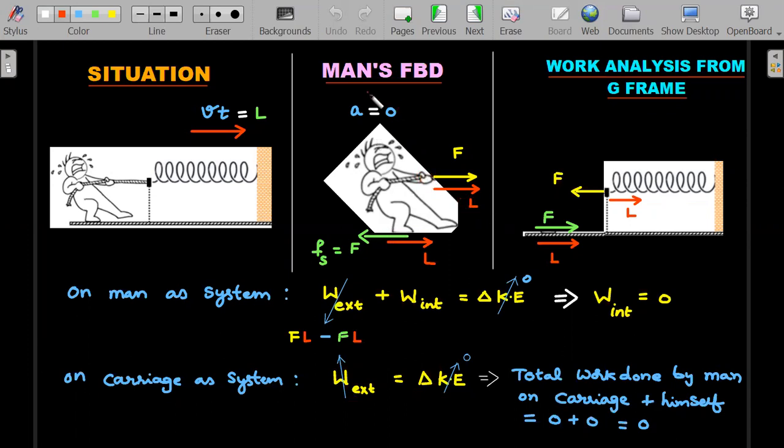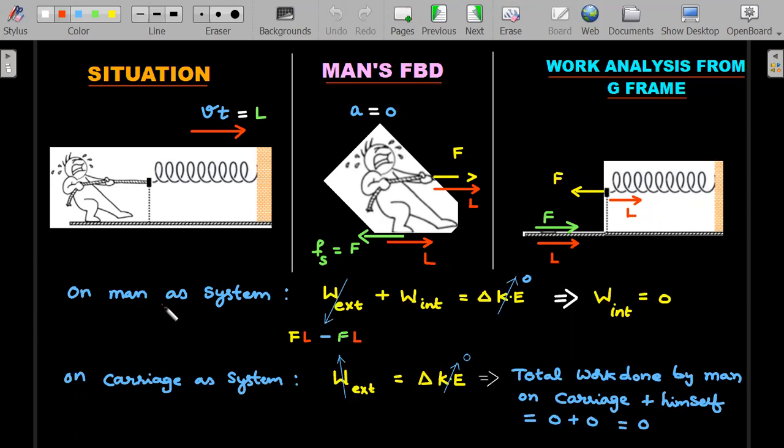And since his acceleration is 0, this capital F should be cancelled by something, and that obviously is the static friction from the feet on the ground. This should be equal and opposite to this F to maintain a equal to 0. And the feet point where this force is applied also has a displacement same as L. Entire body will move only towards right with the distance L. And work analysis from the ground frame on the rest of the carriage. This capital F reversed and put on that carriage, and this capital F, which is static friction, also on the floor acts in the rightward direction. You should understand that these are the forces applied by the person on this carriage, which will be part of our work analysis. Okay, so these are three diagrams.